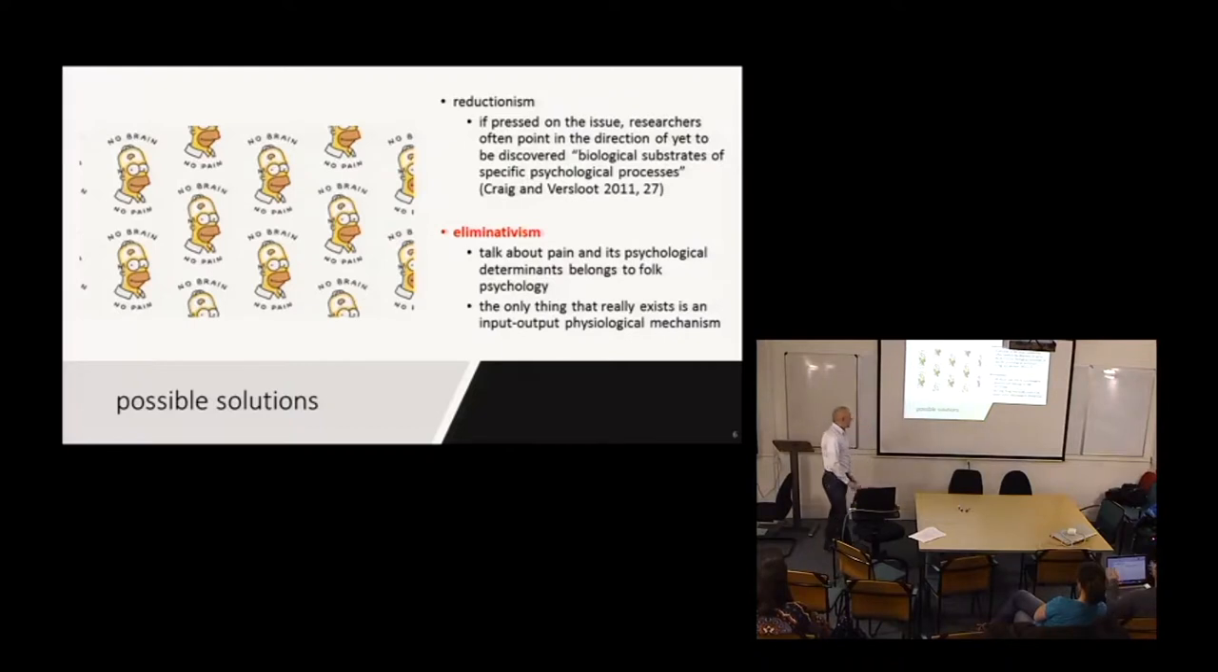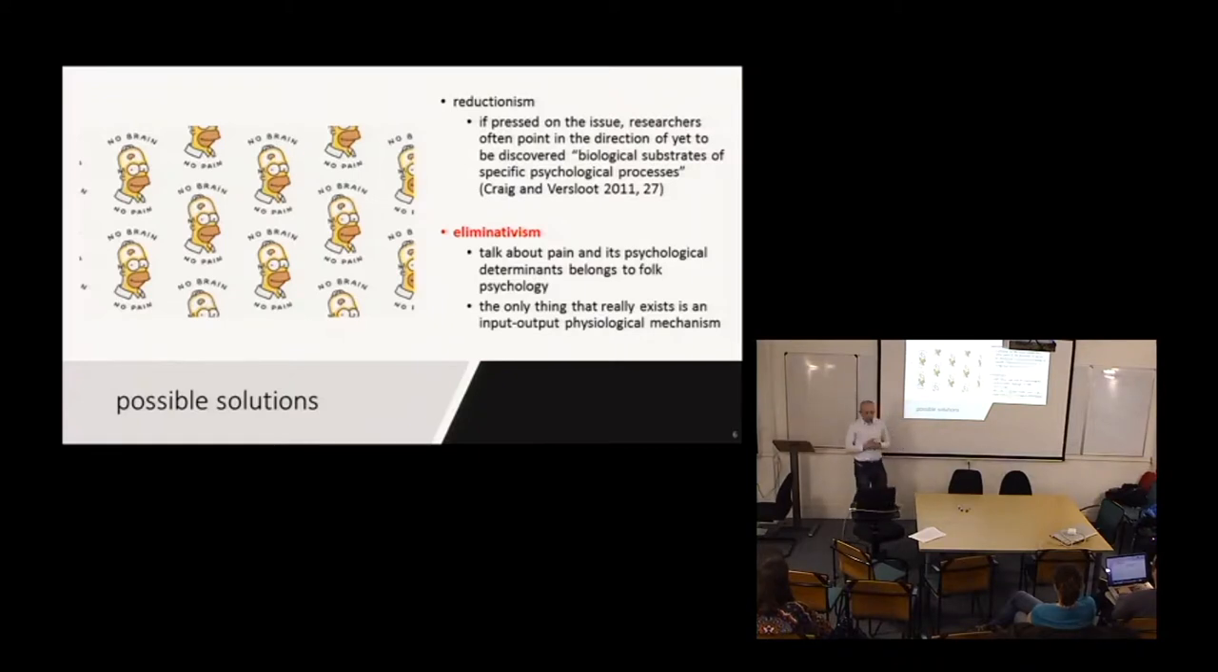So what would be the possible solutions to this? In the literature, lots of people defend the biopsychosocial approach, but this is mostly because of a pragmatic approach. The idea is that they want to cast a very wide net and then identify as many possible targets for treatment as possible. But if you press them on the point, they'll always kind of hint towards some form of reductionism. So people will talk about the biological substrates of specific psychological processes. They think that in the long run there will be such a thing as a proper mechanistic explanation.